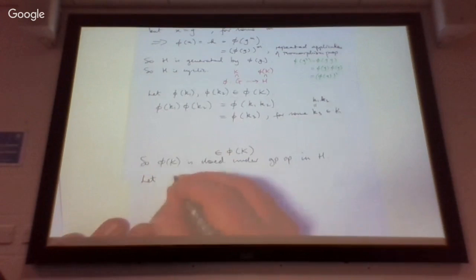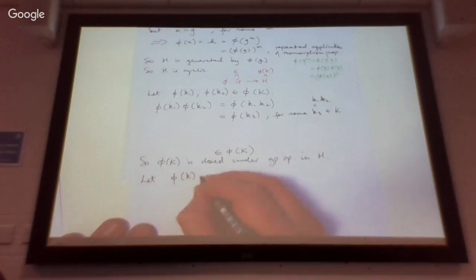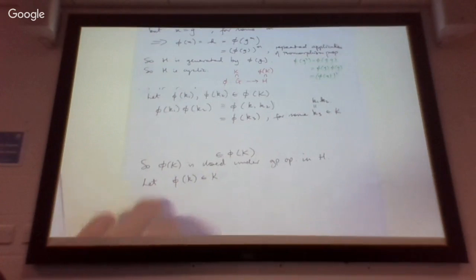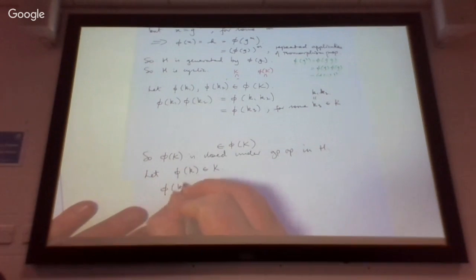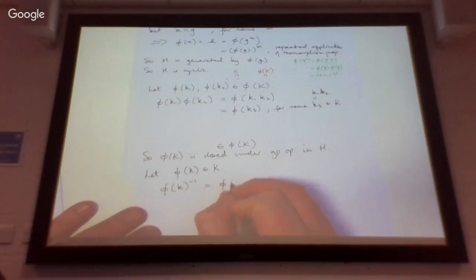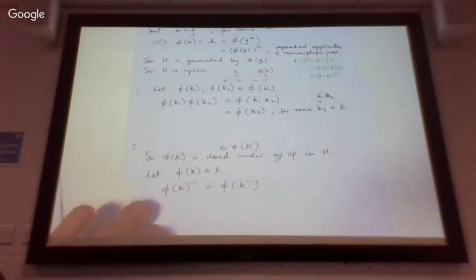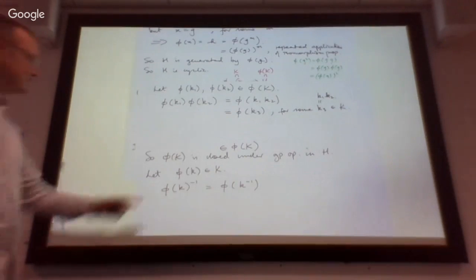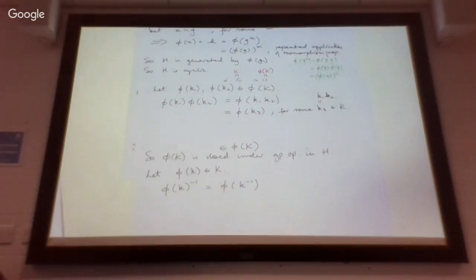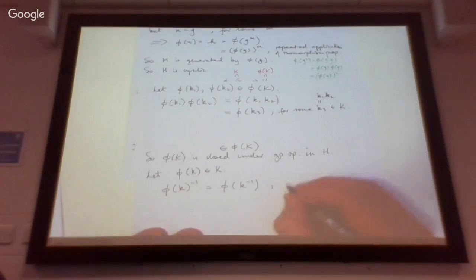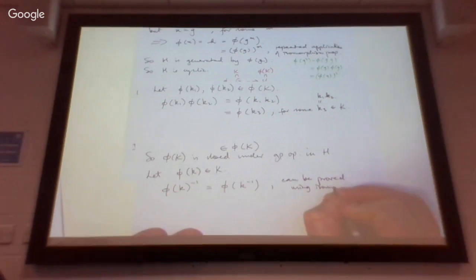So you let phi of k be an element of phi of K. We're looking for the inverse of this. Again, this is something which we maybe haven't proved, but the inverse of phi of k will be equal to phi of k inverse. And this can be proved using homomorphism.